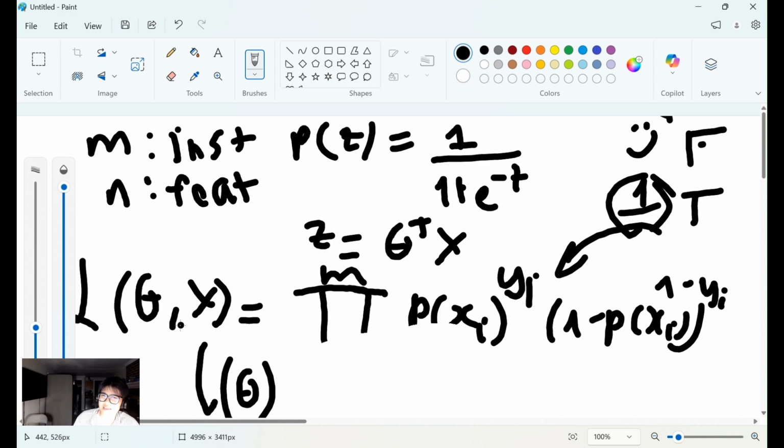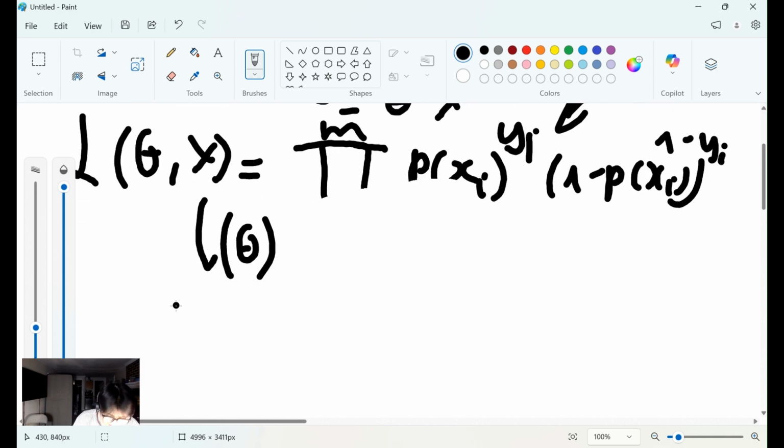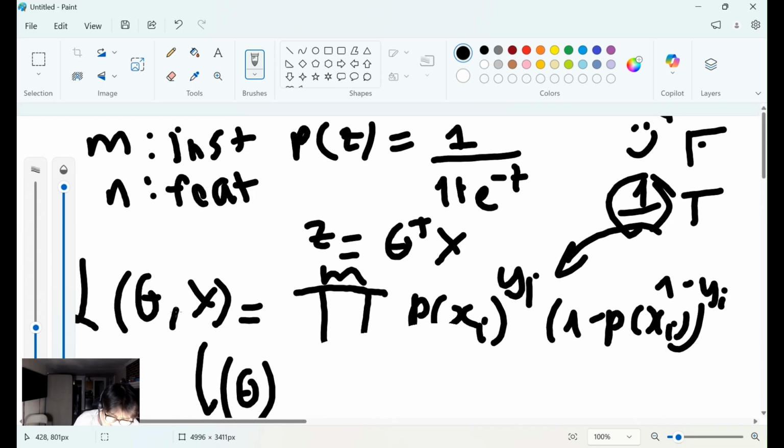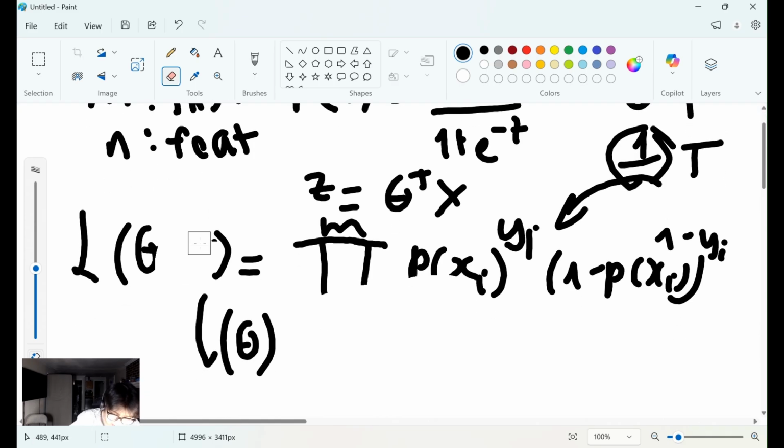Should it be? No, it should be Lx, right? Yeah, it should be Lx only. It should be L theta only. So the natural logarithm of the likelihood function, I'll just denote this as L, normal L, equals.